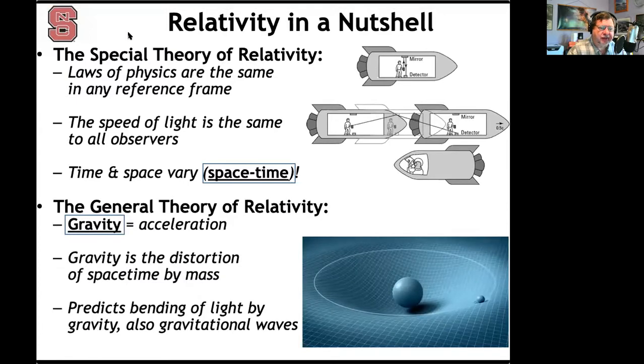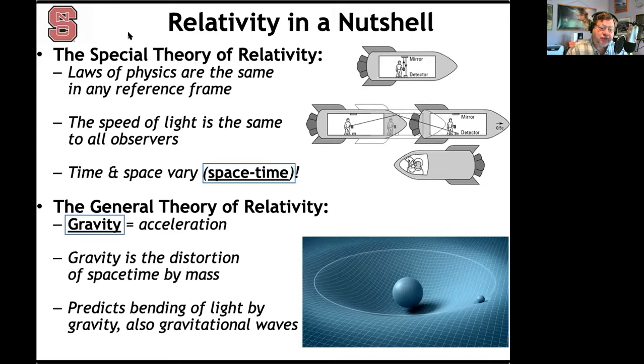The general theory is that gravity equals acceleration. Gravity is the distortion of space-time by mass, and it predicts the bending of light by gravity. It also predicts gravitational waves, which is the warping of that space-time, which we first discovered in 2015. We'll be covering that in this class.